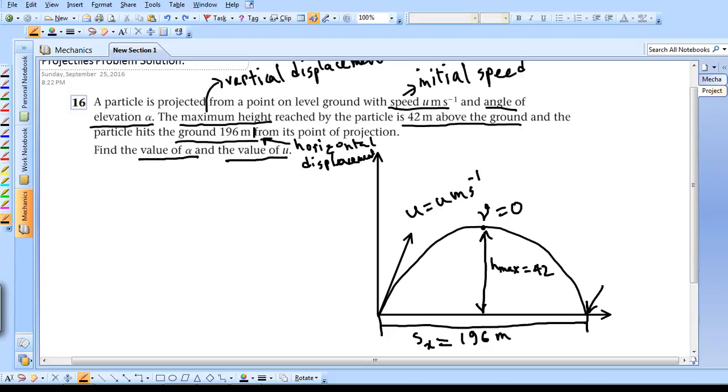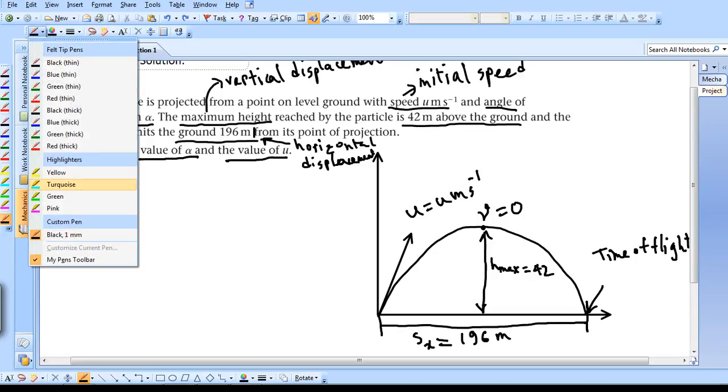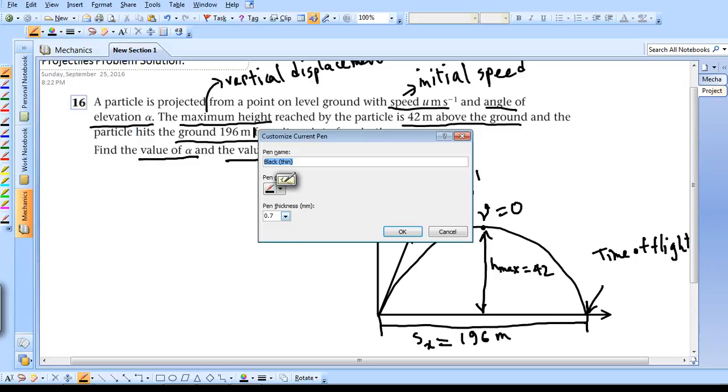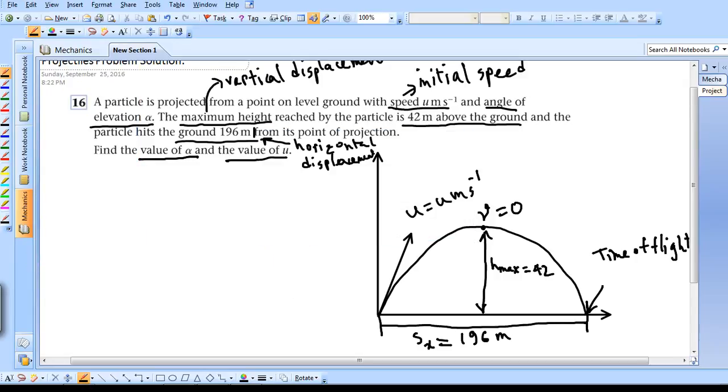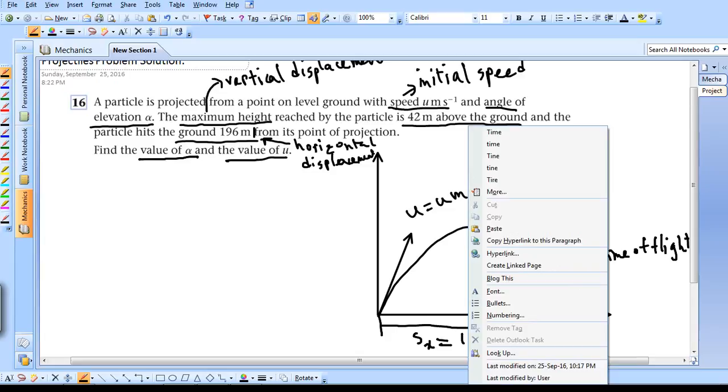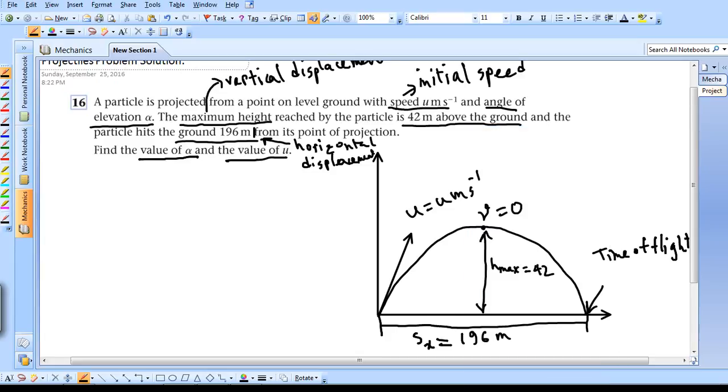At this point, this is called the time of flight. Okay, let me make this a little thinner. Let me make this 0.5 so the handwriting will be clear. So this is 196 meter. This is called the time of flight.